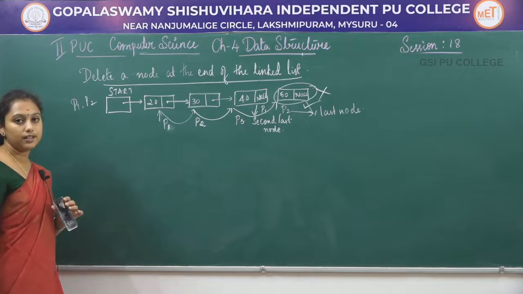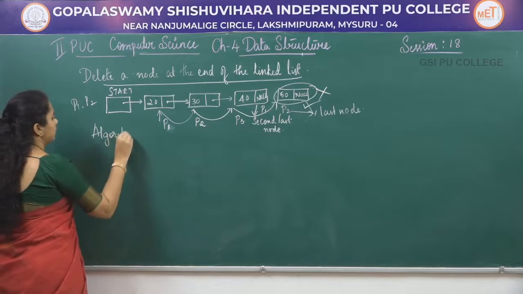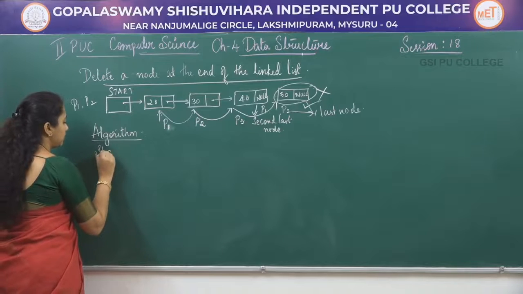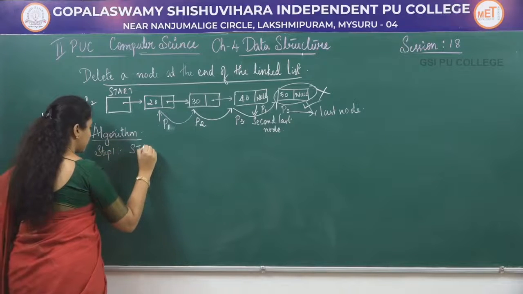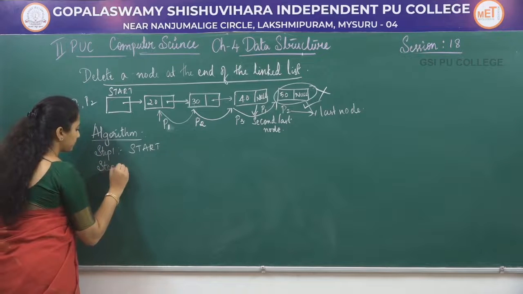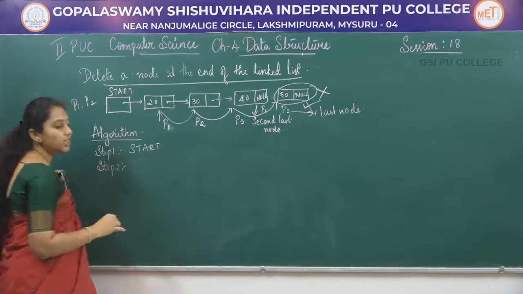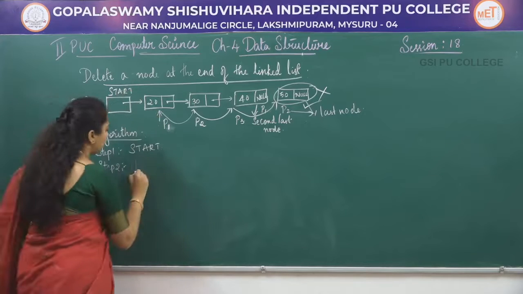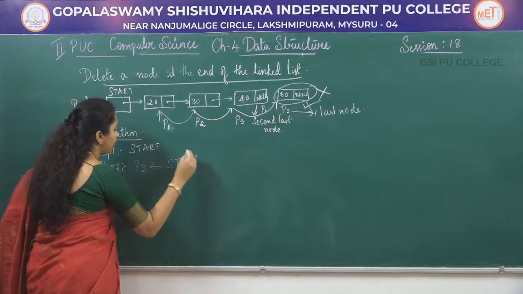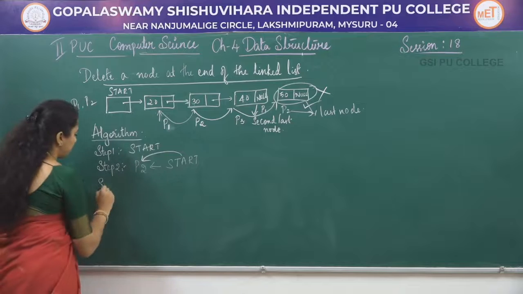Now let's write an algorithm for this. Step 1, start. Step 2, the start pointer contains the address of the first node, that is pointer P2. It contains the address of the first node, that is pointer P2.